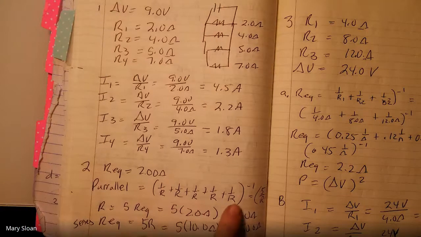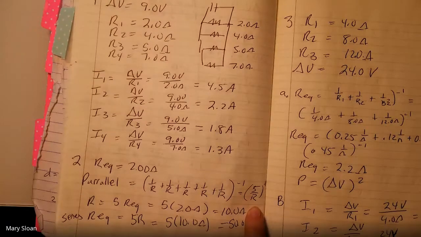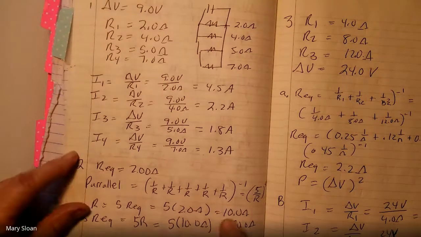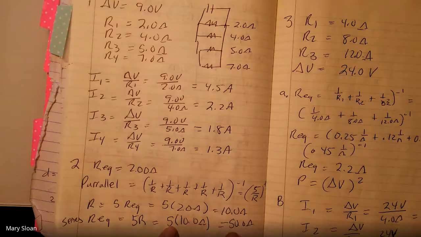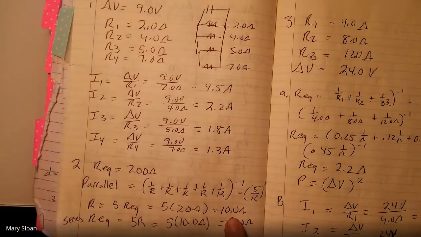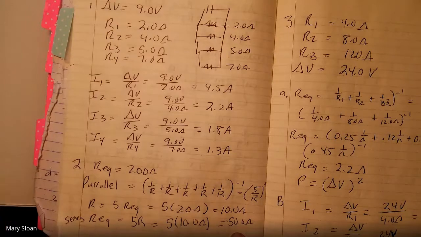1, 2, 3, 4, and 5 resistance, right? So that would be 5 over R. Based on that, we would take 5 and multiply it by 2 ohms, which gives us 10 ohms. But a series is a little different. A series, remember, has to be all 5 of them. So 5 times 2 is 10, so you do 5 times 10, which would be 50. So the parallel one would be 10 ohms, and our series would be 50 ohms.